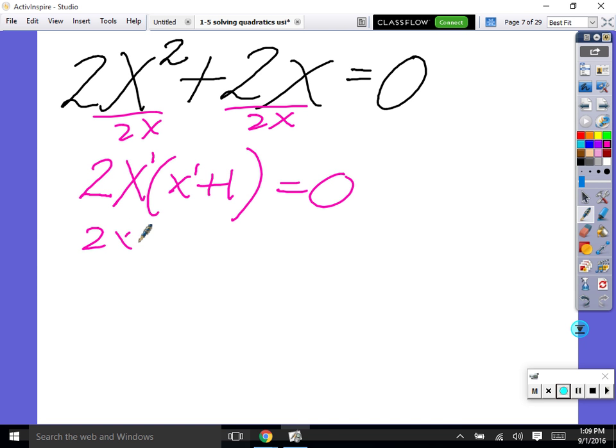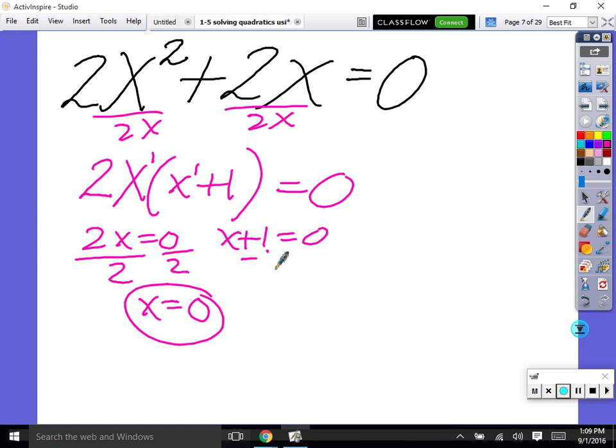So we set 2x equal to 0. We set x plus 1 equal to 0. Solve for x. When we divide by 2, x is equal to 0. There's one of our solutions, minus 1. X is equal to negative 1. We're all golden?